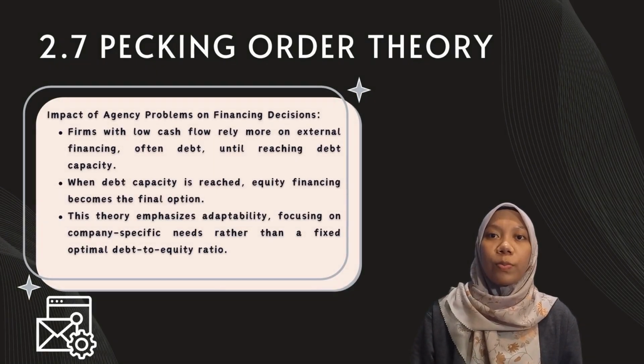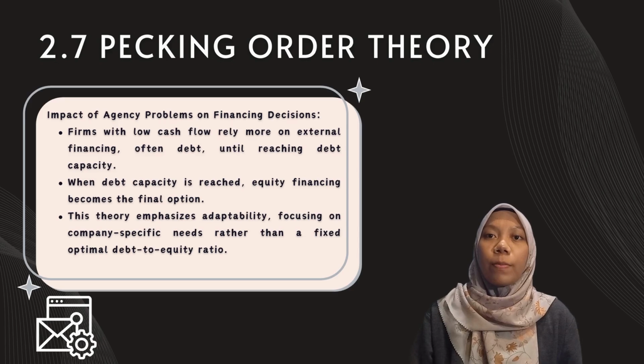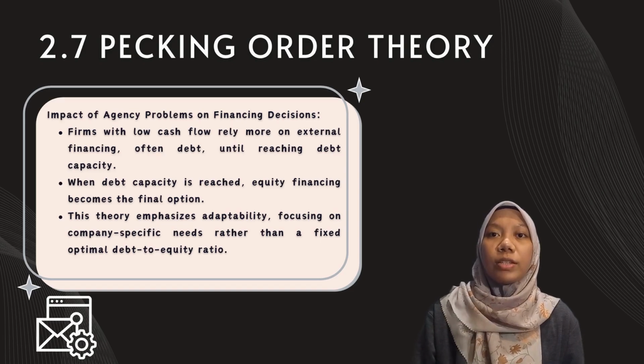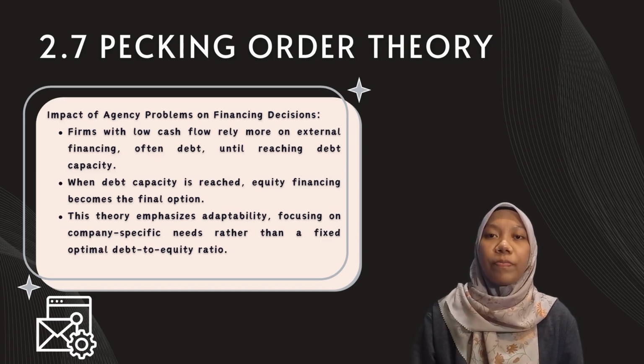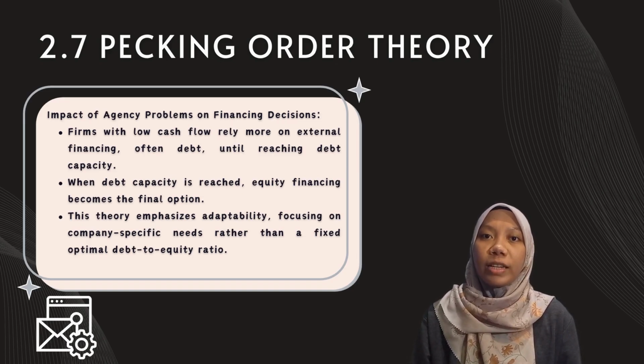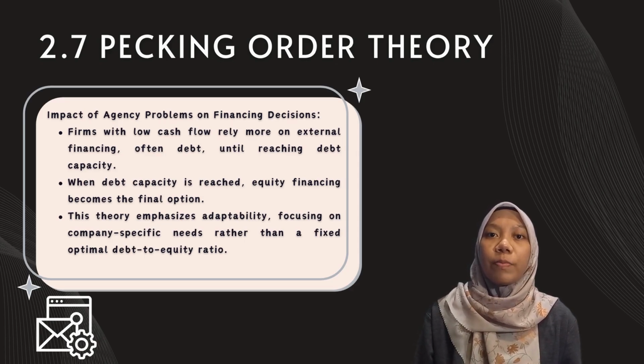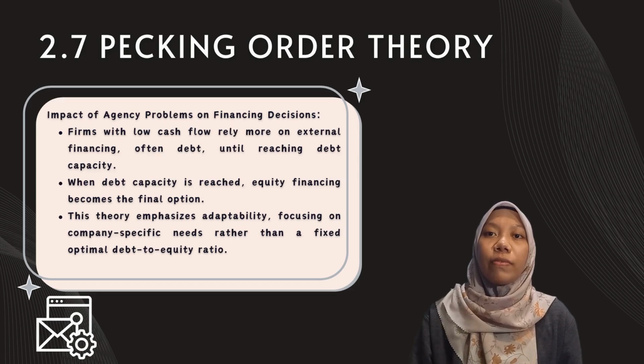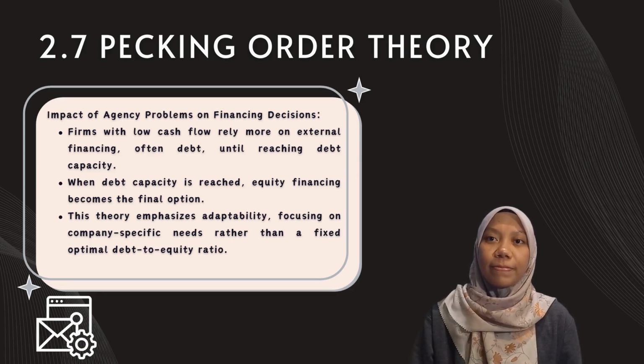Agency problems also play a role in this financing hierarchy. Companies with low cash flow but high investment needs might prioritize debt because it is cheaper and doesn't dilute ownership. However, if they reach their debt capacity, they may have no choice but to turn to equity. So, in essence, the pecking order theory is about practical financing choices that fit each company's unique needs and circumstances rather than finding a fixed debt to equity balance.